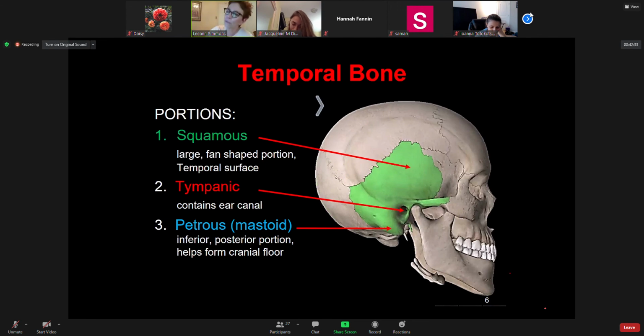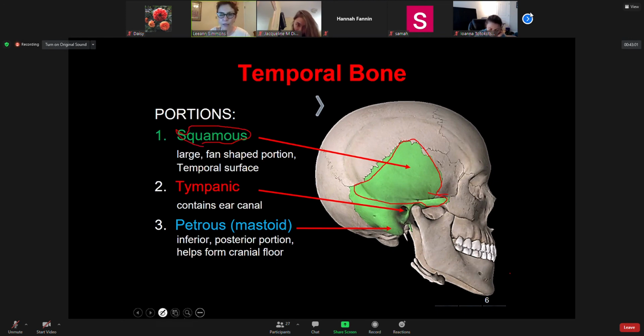Your temporal bone. This is an important one. There's a lot of details here. There is a squamous portion of the temporal bone. It's that fan-shaped portion here. It includes your zygomatic process there. There's a tympanic portion. I'll underline squamous in red, just so you know I did it in red.